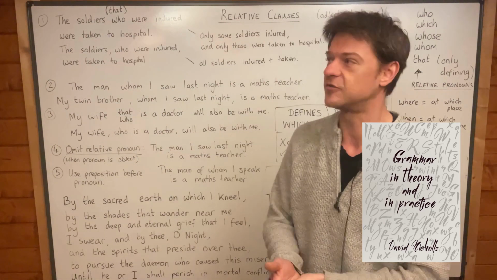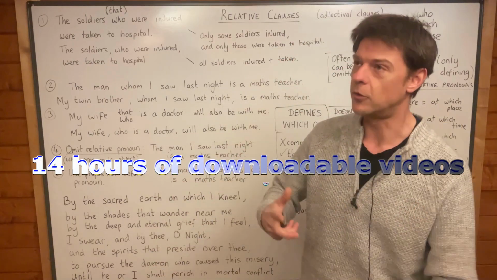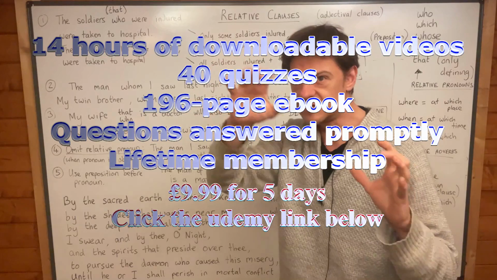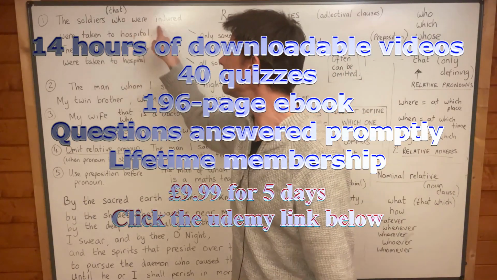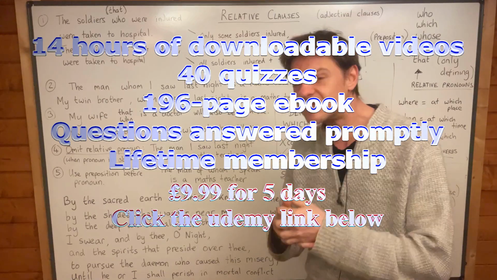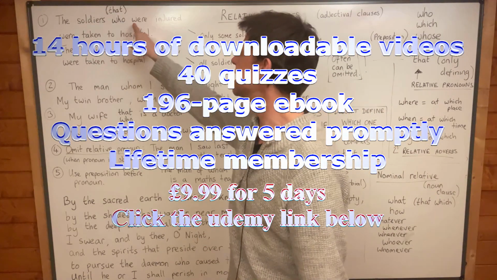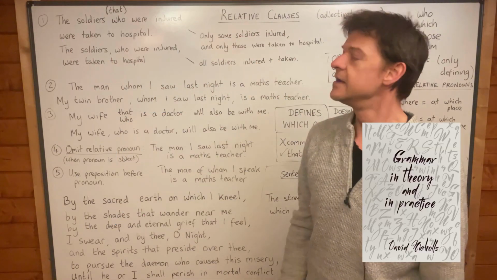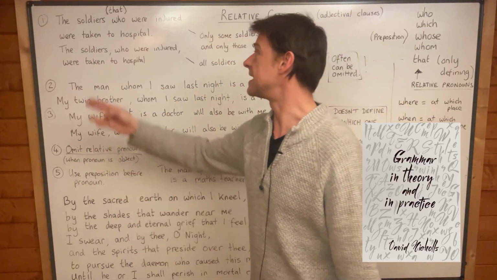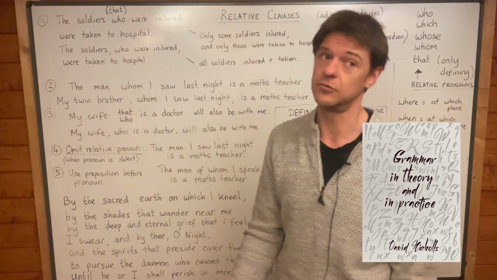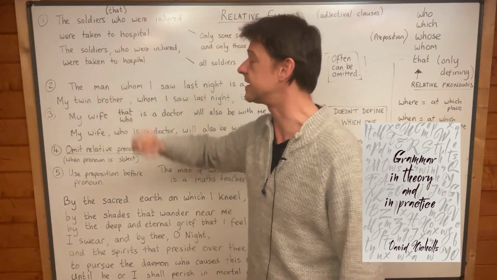Now, the reason I think this is quite poorly understood and poorly taught is because I was taught that in any sentence, if you can take information out, it needs to be in commas, and that's untrue. Yeah, I mean, I could take out who were injured. The soldiers were taken to hospital, but I could make this a defining or I could make this a non-defining relative clause by adding the commas or by taking them away.